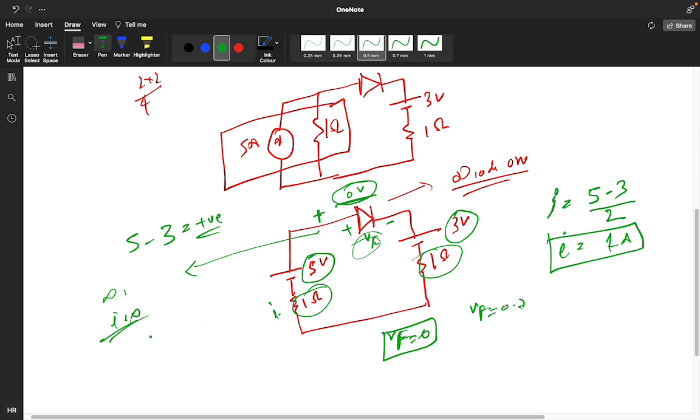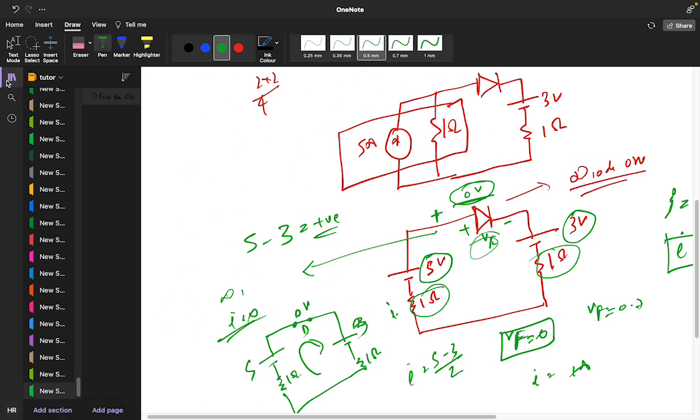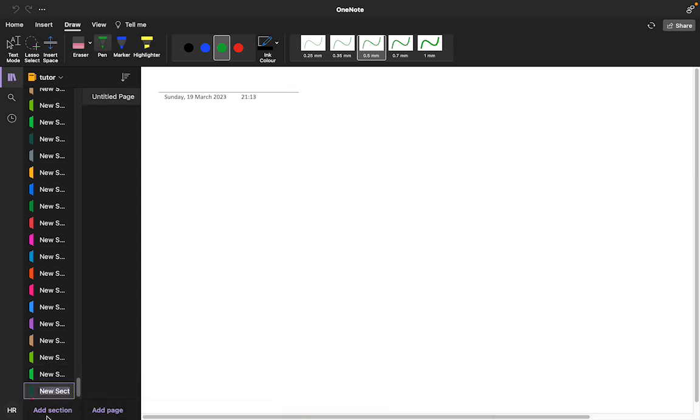So this diode is on means it's a simple circuit like this. This particular is 0 volt across the diode, and it is 1 ohm, and you need to find the current in this particular. So I will get (5 minus 3) divided by 2. So I will get 1 ampere. I hope you got it. Any doubt, or is this clear? Okay. Let's move to the next question then, if it is clear.